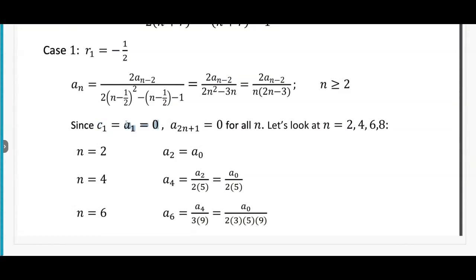So A1 will be 0 if we plug in n equals 2. Plug in n equals 2 because n starts with 2, right? We get A1. Oh, this we don't have to consider, right? Then the 2n plus 1 atoms, they will all be 0.